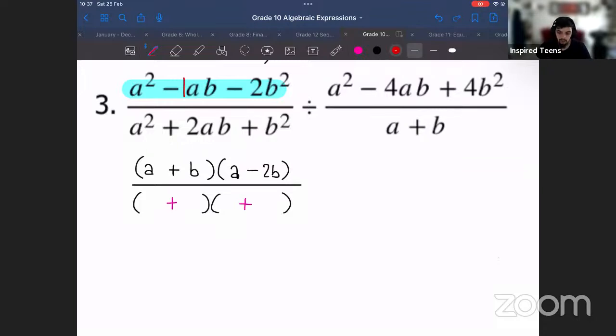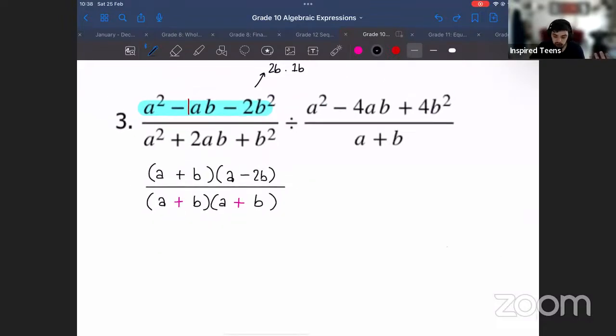Now I need to consider the factors of a squared, which have to be a and a. Then I need to consider the factors of b squared, which have to be b and b. So there's no other choice in this specific case besides a plus b, a plus b. We didn't have to use 2 and 1, for example, like in the previous one. So a plus b, very good.